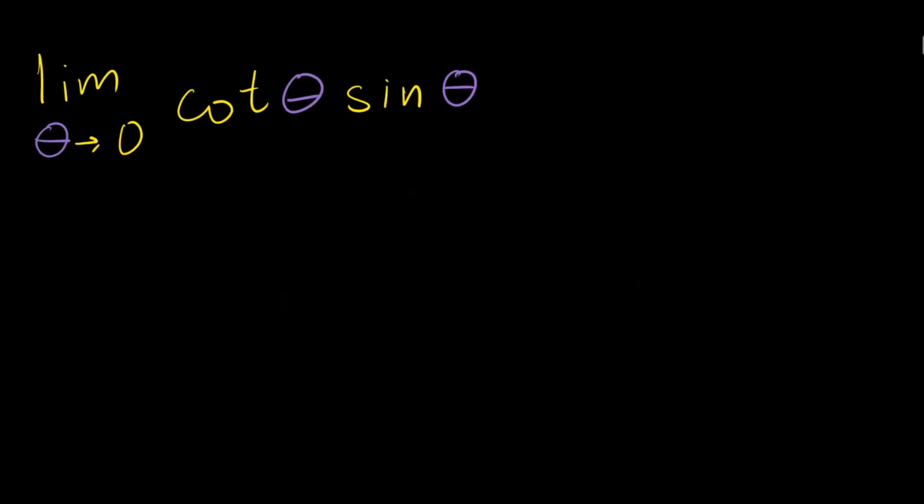Okay, so let's take a look at this limit right here. We have the limit as theta approaches 0 of cotangent of theta times sine of theta. And as always with these limit problems, let's just plug in the limit value that we're approaching. So we'll have cotangent of 0 multiplied by sine of 0. Sine of 0 we already know to be 0, and cotangent of 0 we know to be undefined.